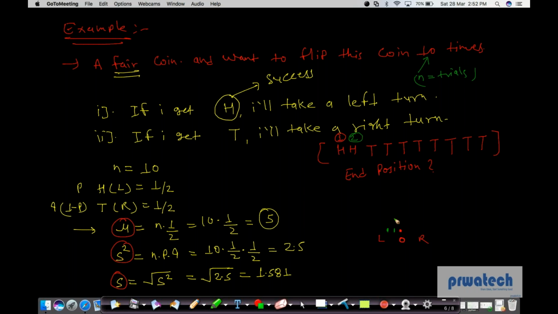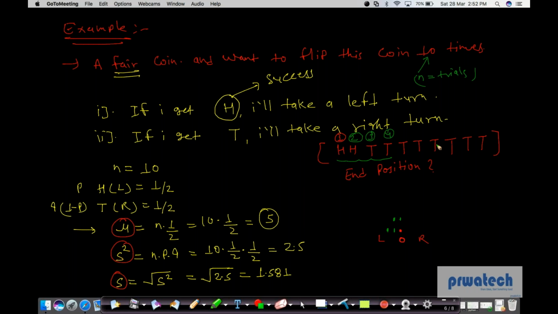So after getting one tail, I'll reach here again. Then one more tail in the fourth trial. So again I go to central, which is zero, because this scenario is two head, two tail. I took two steps towards left, and then immediately I took two steps towards right. And this is my central area. Again, I reach zero.